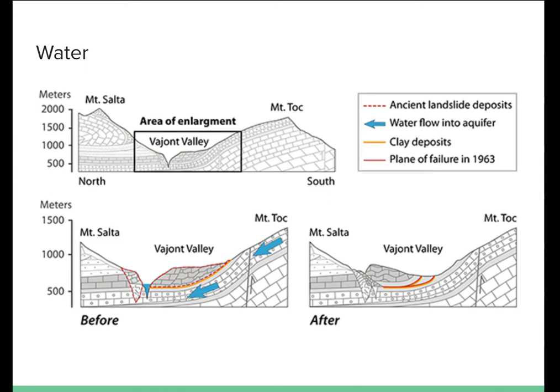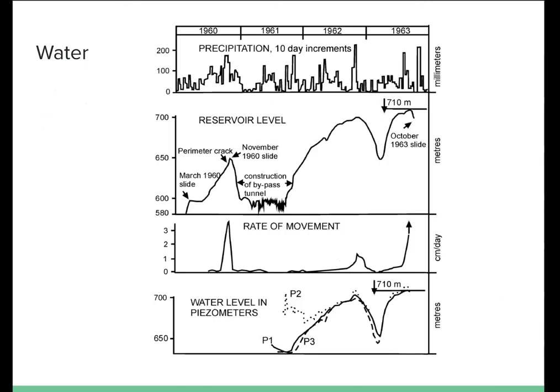In 1960, there was a small landslide, and they got kind of worried. So they lowered and raised the reservoir level a few times, but then it just rose and rose and rose, and then the failure itself happened in 1963.